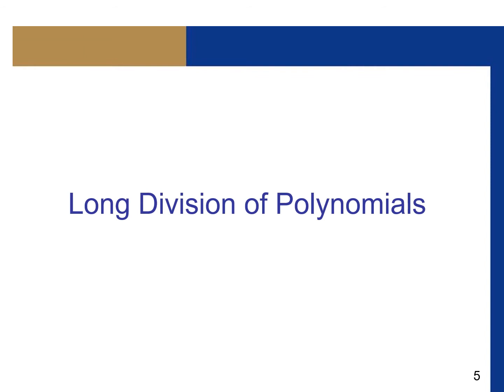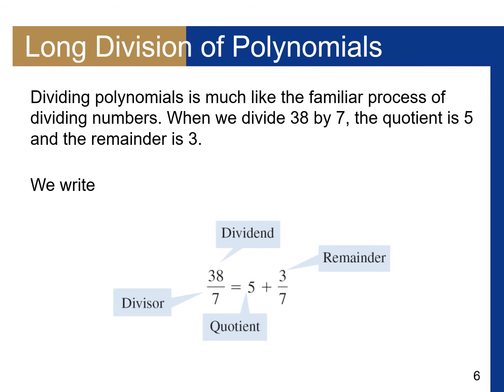So let's look first at long division of polynomials. Dividing polynomials is like the process of dividing numbers. When we divide 38 by 7, the quotient is 5 and the remainder is 3. And I'm actually going to show that here because as I was tutoring a child not so long ago, they were really having trouble with actually long division. So I know it's been a long time.